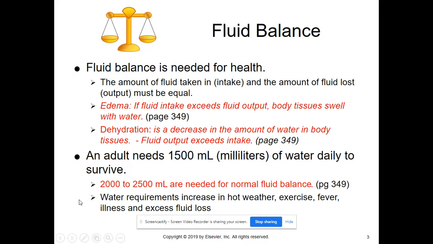And of course, you probably already know this, that your water requirements increase when things in your environment change. So if it's hot outside, we need more water. If we have a fever, we need more water. If we exercise, we need more water, because our body temperature is going up, so our body requests or needs more water.